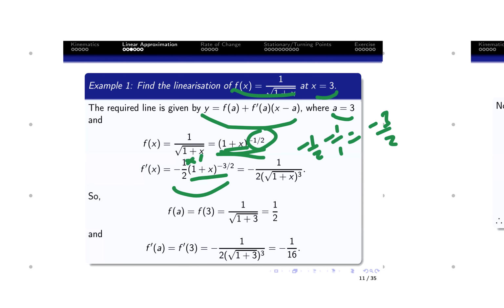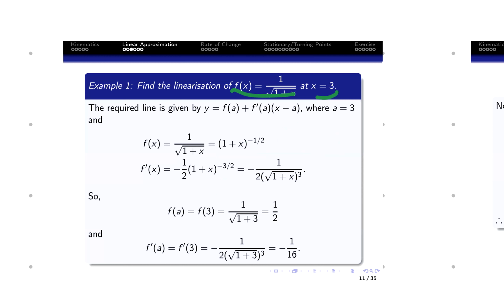So you see f prime of x is equal to minus half into 1 plus x raised to the power minus 1 over 2, into 1 plus x raised to the power minus 3 over 2. And that leads to this expression. So minus 1 over 2 into square root of 1 plus x raised to power 3, like this. So now that is your f prime of x.